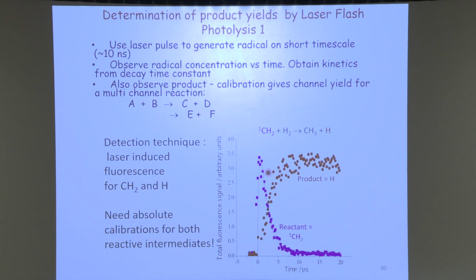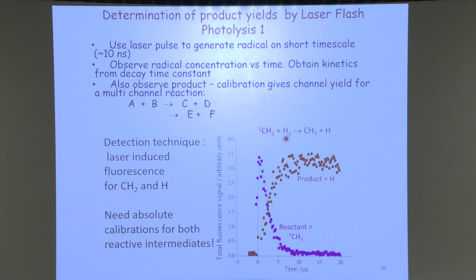Here's another example. You can use fluorescence to detect things. So for example, the singlet CH2 molecule has a nice fluorescent spectrum in the red. And so you can create this one by photolysis of ketene. It makes the singlet CH2 radical plus CO.